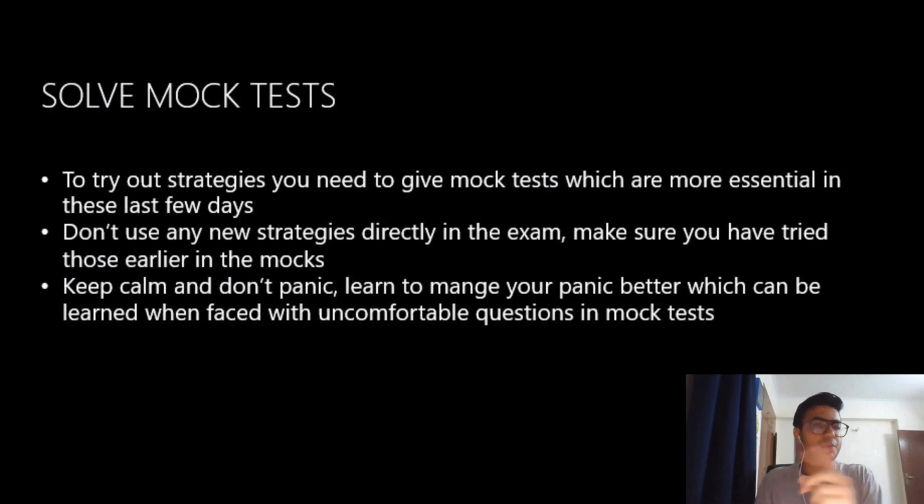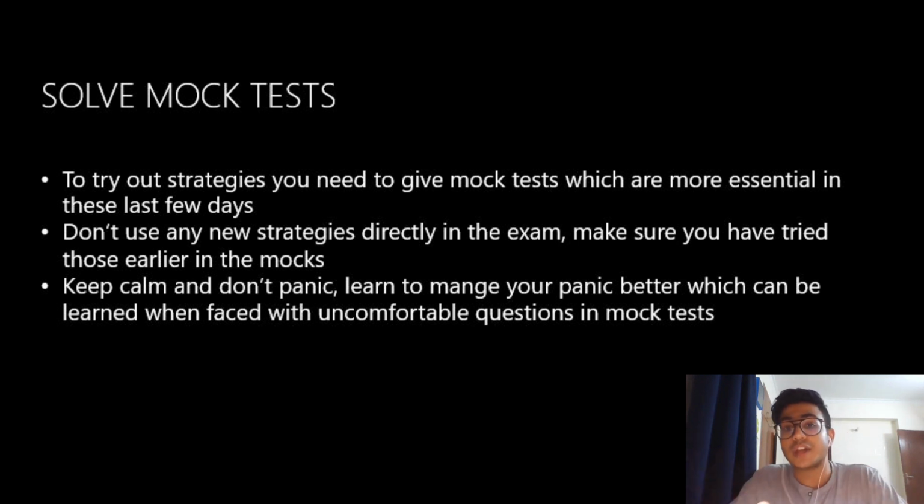Number 4 is the most important of all these points, is that you need to solve mock tests right now. If you have not been solving any mock tests in the past, then it is the time to get up and you need to solve certain mock tests. Try out these strategies that I discussed above, and you need to give mock tests for that, which are more essential in these last few days.